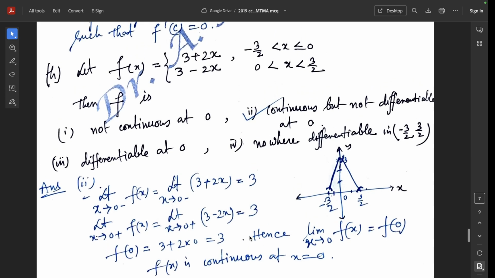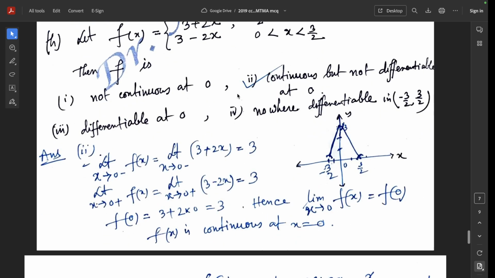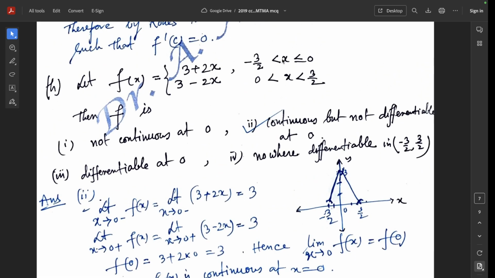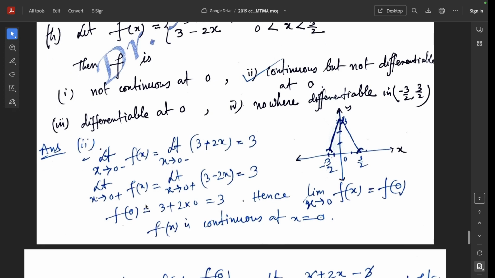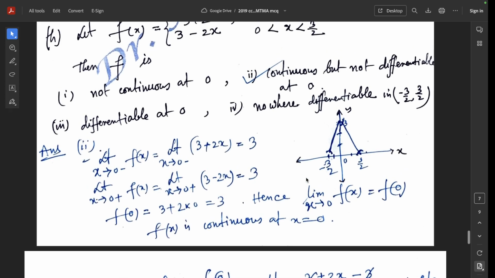But f(0) equal to 3, because here f(0), x equal to 0, is 3 also. So right hand limit equals left hand limit equals the functional value at the point 0. Hence, obviously, limit as x tends to 0 of f(x) equals f(0). Hence, f(x) is continuous at x equal to 0.